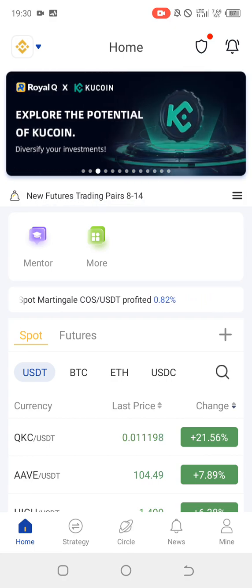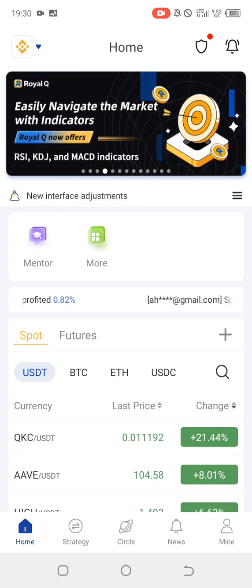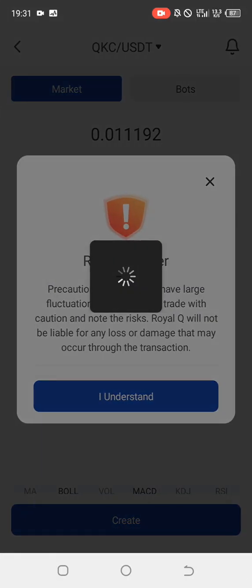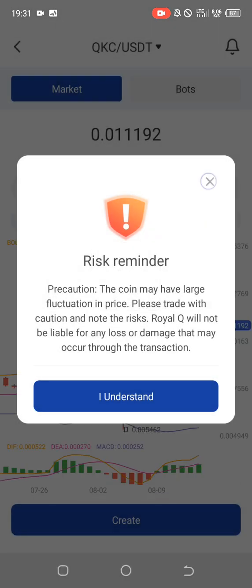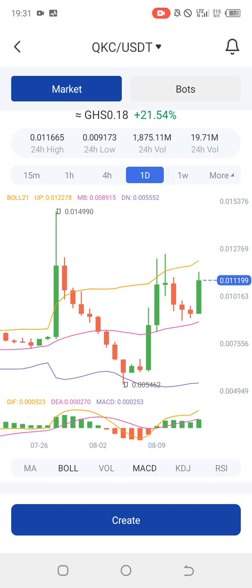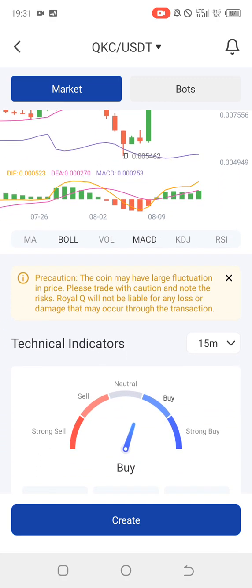So before I get right into it, let's tap on any coin. Let's pick the first one, QKC, just as an example. Okay, so it's loading. First of all, since 24 hours is represented with D1, you see D1. So you check the overall market trend for today. You see the candlestick is green, bullish.